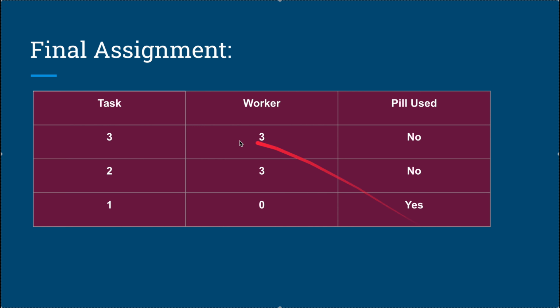So the final result: the first task is 3, and worker 3 can finish this work without using pills. Then we take task 2, and worker 3 can finish this work. Then task 1, and the boosted worker can finish this work.